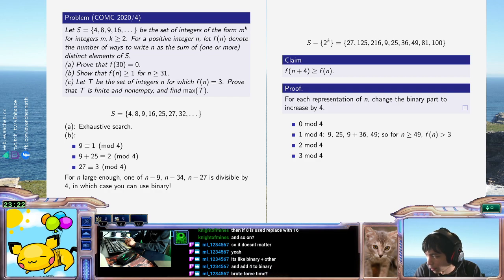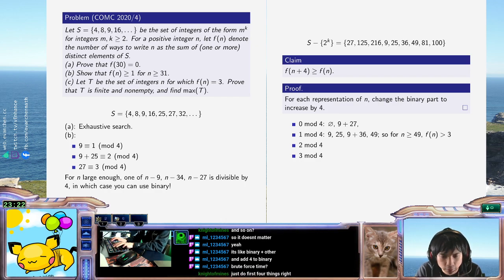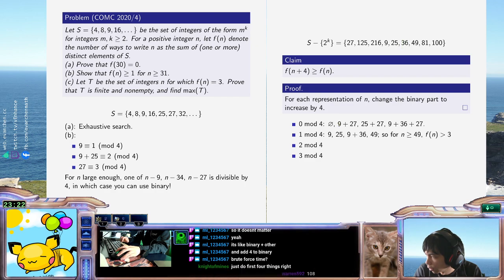So where do I think the worst case is? The worst case is probably the 0 mod 4 case, right? Well, maybe it's not that hard. So basically what I'm trying to do is write sets of things from the 25 plus 27, 9 plus 36 plus 27. Is there a shorter one? Oh, actually, just 36 works. I don't need to go that high. 9 plus 27, 36.